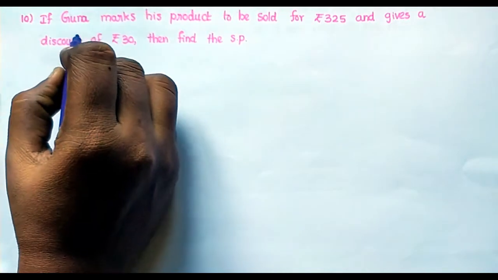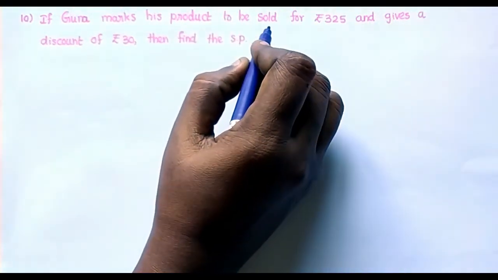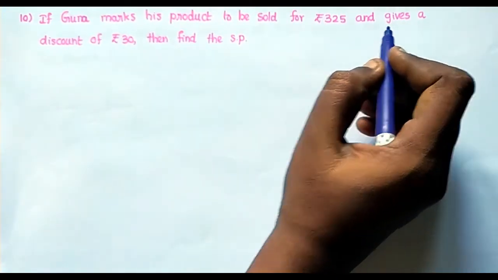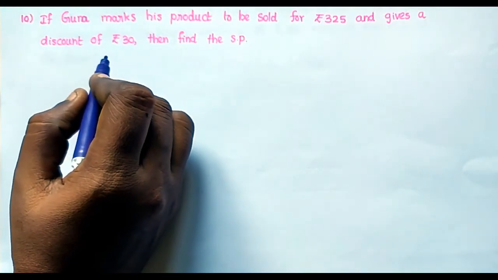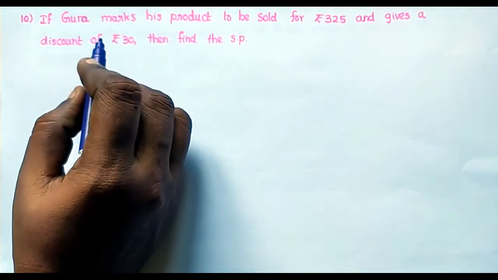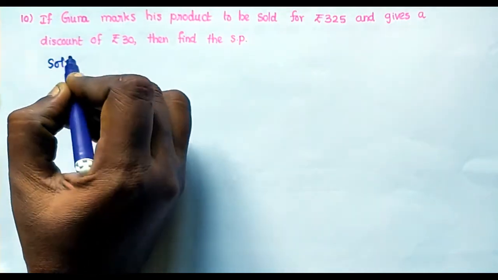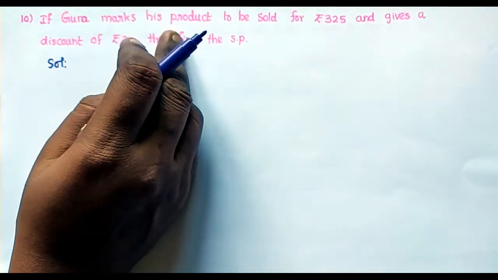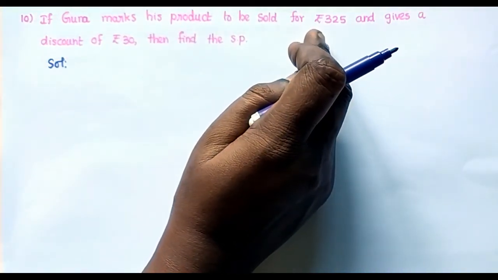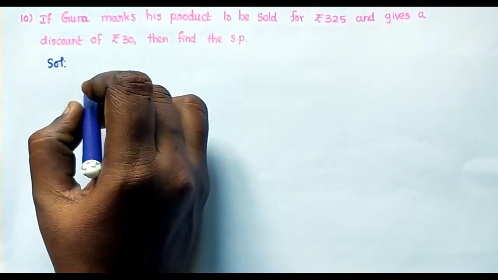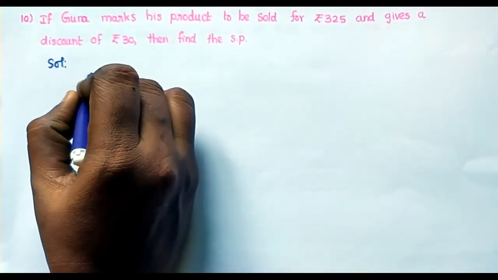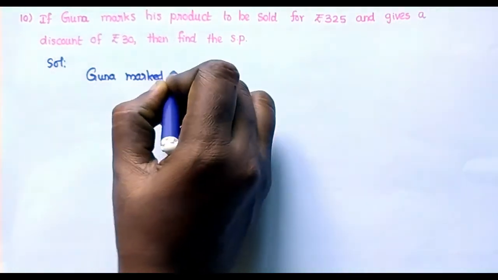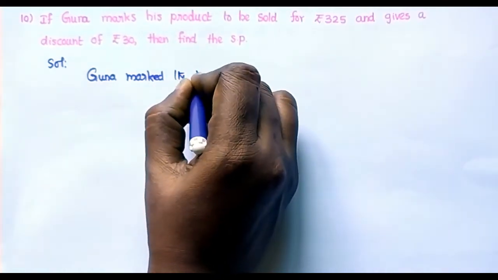10th sum. If Guna marks his product to be sold for rupees 325 and gives a discount of 30 rupees, then find the selling price. Listen. Guna marks his product. Marks his product means it is mark price, that is 325. Guna marked the price of his product.